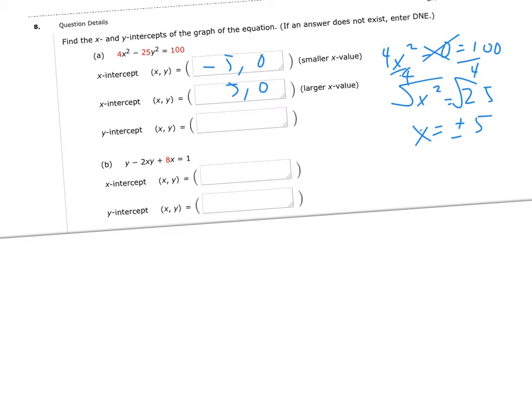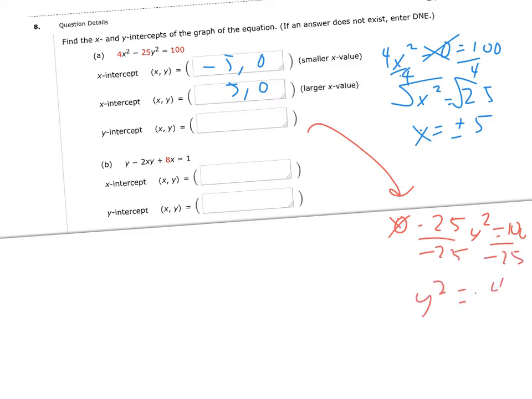Okay, so then for my y-intercept, I'm going to plug in 0 for x, so it's going to turn this whole first thing into 0. Let's see, equals 100. So then that's gone. I'm going to divide by negative 25. So then y squared equals negative 4. And then if you square root that, it's imaginary. It's plus or minus 2i, if you wanted to actually think about it. But those are not actually y-intercepts. It actually does not hit the y-axis, so this is going to be a DNE.